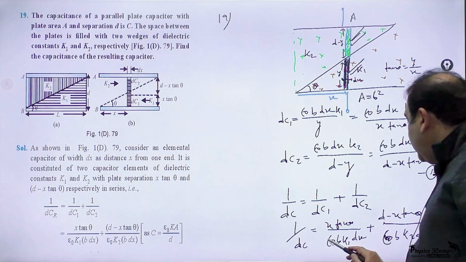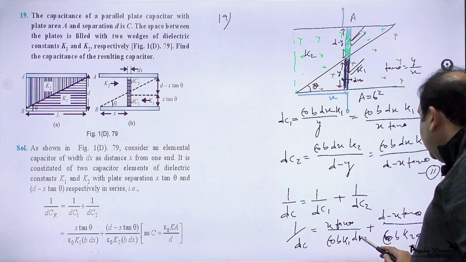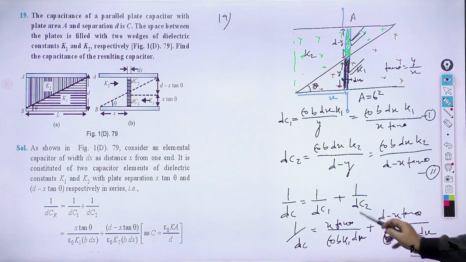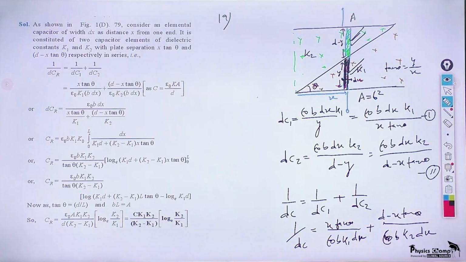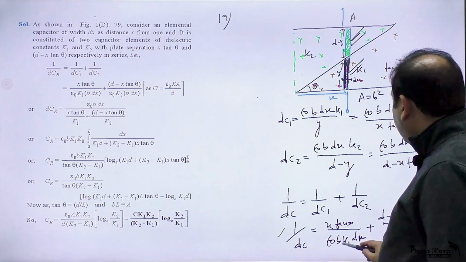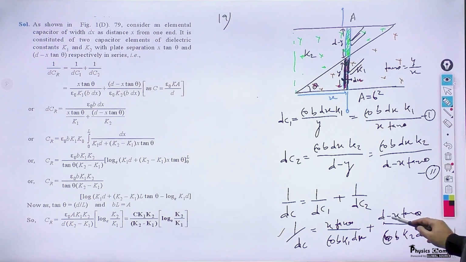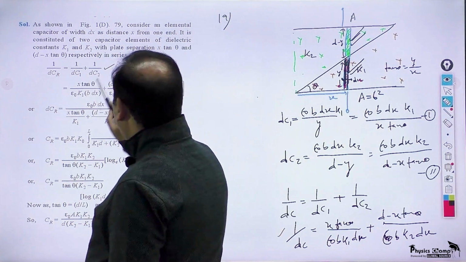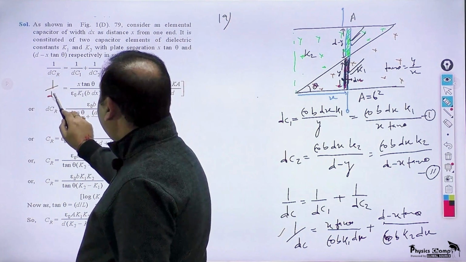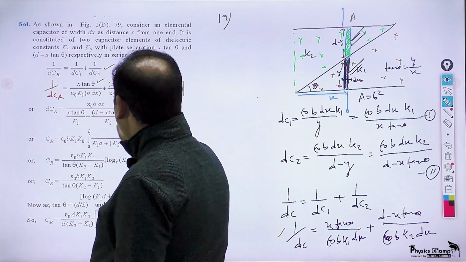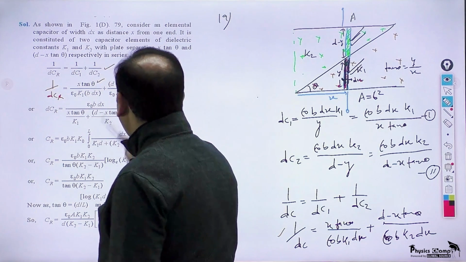So this is epsilon naught b K1 dx and this is epsilon naught b K2 dx, and d minus x tan theta, and this is x tangent theta. And then from this result, as we have obtained, 1 by dC is equal to x tan theta by epsilon naught b K1 dx plus d minus x tan theta by epsilon naught b K2 dx. I am just writing, this is the result we have obtained.